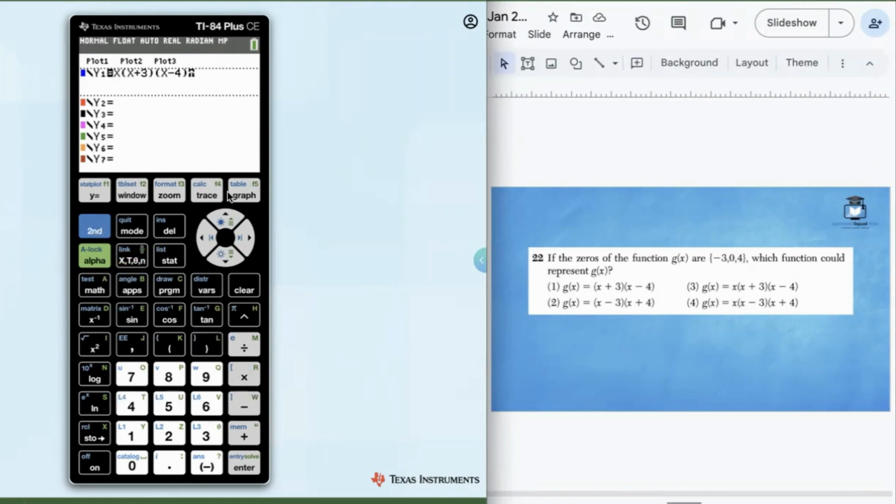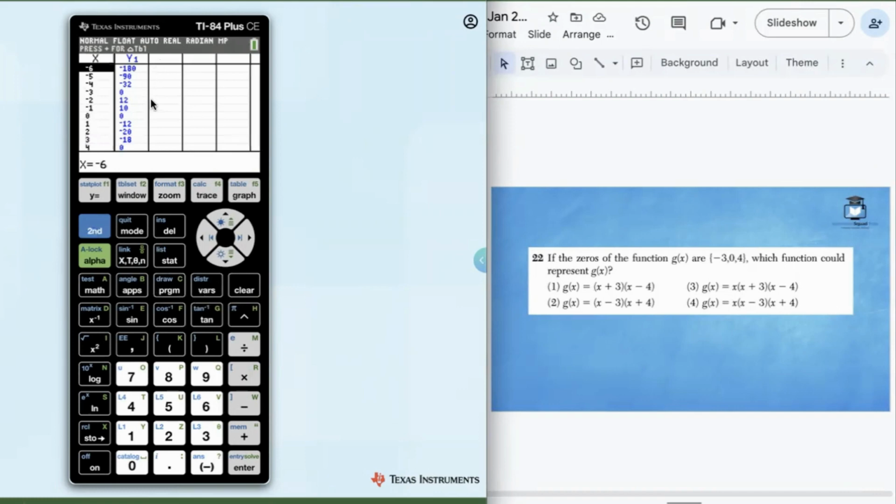Now we're going to hit second graph to look at the table of values. And we said before that we're looking for the points (-3, 0). This looks good. (0, 0). This looks good. And (4, 0). That is what it means for these numbers to represent the zeros of the function.